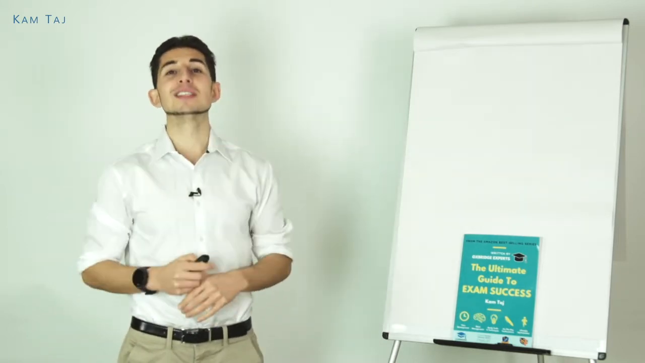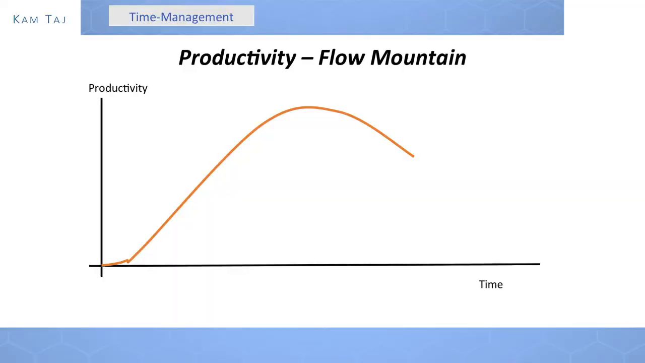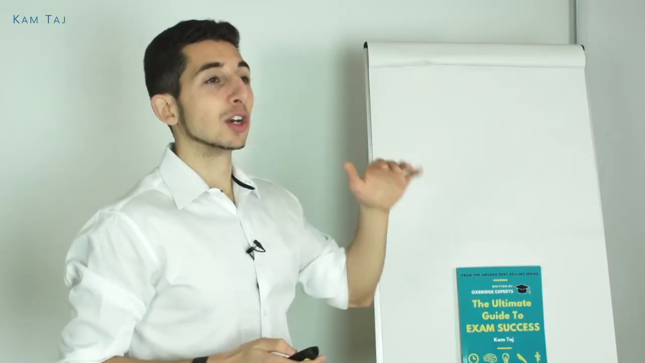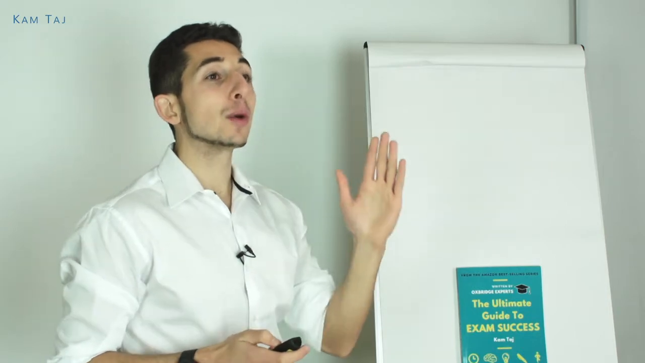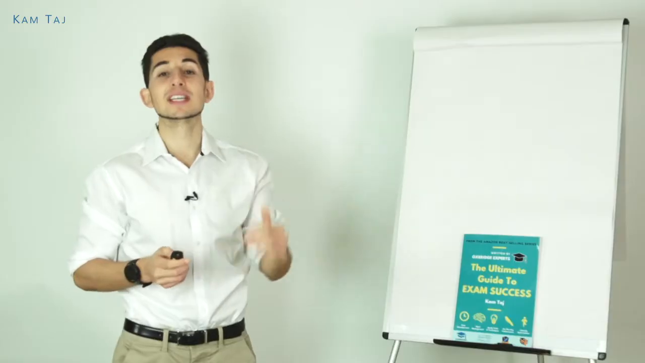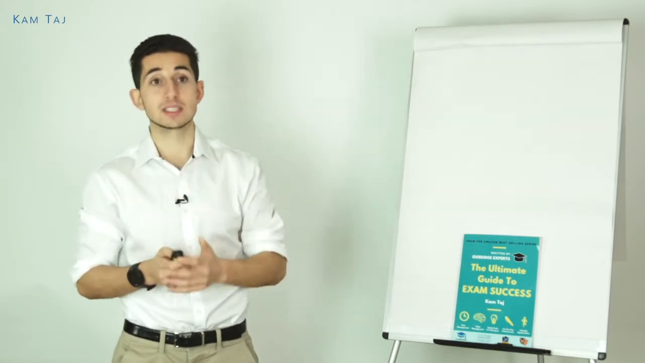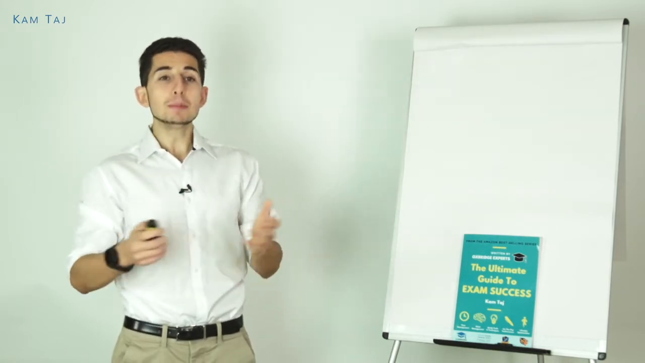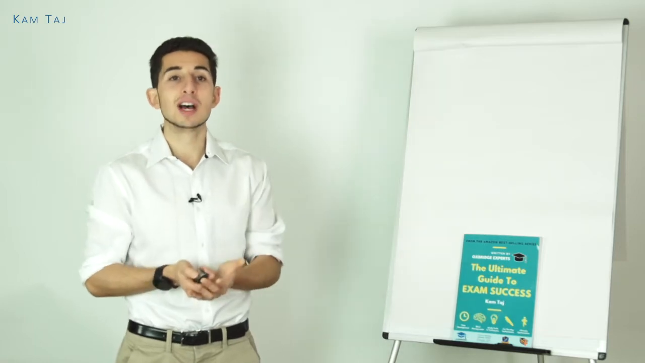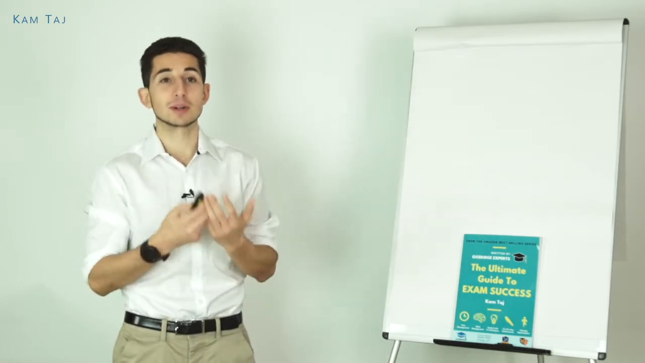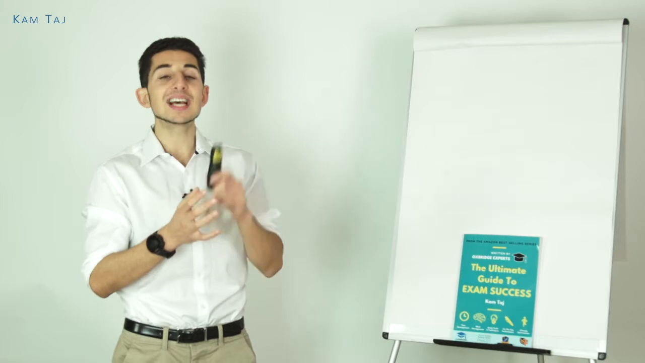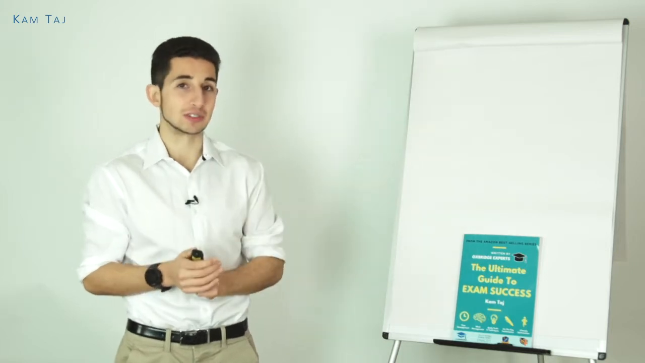Now, flow mountain can be described as a kind of graph, right? Where we have time on the x-axis and productivity on the y-axis. So time is moving on the x-axis, time is being spent on a task, and our productivity is increasing and decreasing as we spend more time on a task, or beyond a certain point it might start to decrease. So what we begin with is just this general curve that so perfectly describes productivity as a whole. And it's actually split into 4 sections.